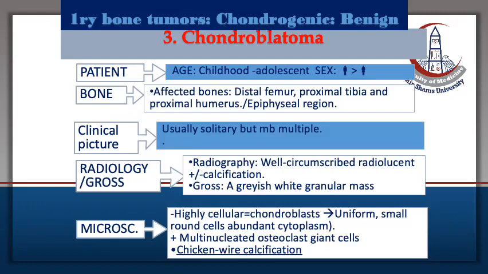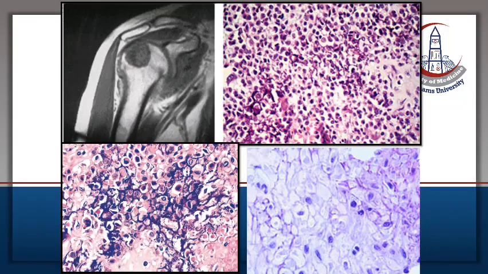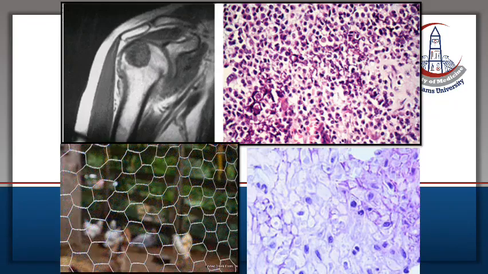Here is the radiology for chondroblastoma, forming an osteolytic epiphyseal lesion. It is a highly cellular tumor amidst chondroid matrix with chicken wire calcification.